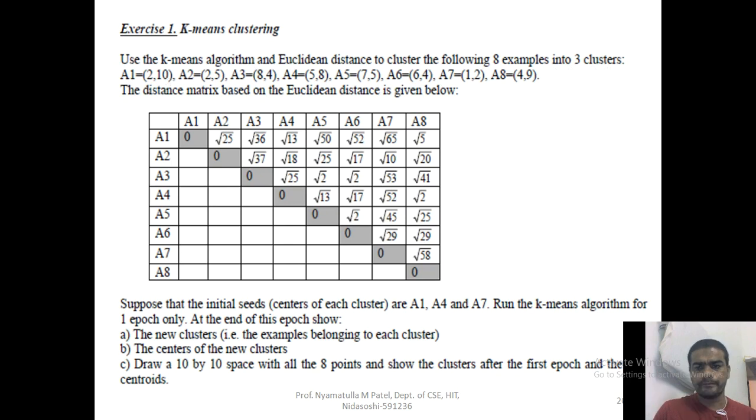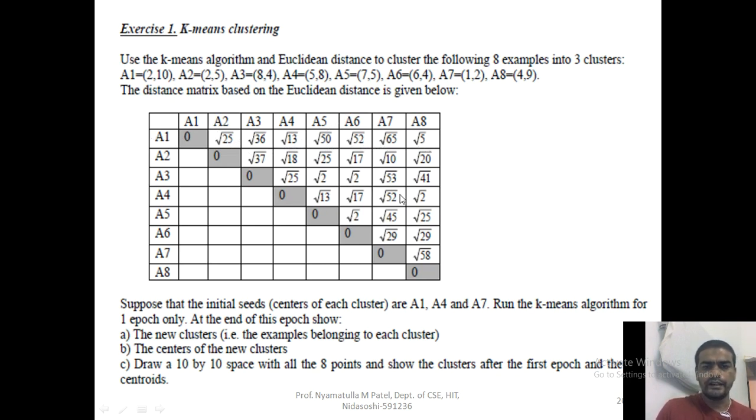So I need to apply the K-means algorithm and the Euclidean distance. Now what does this table show? It shows the Euclidean distances. A1 to A1 is 0, A1 to A2 is root of 25, A1 to A3 is root of 36, A1 to A4 is root 13, A1 to A5 is root 50, A1 to A6 is root 52, A1 to A7 is root 65, and A1 to A8 is root 5.